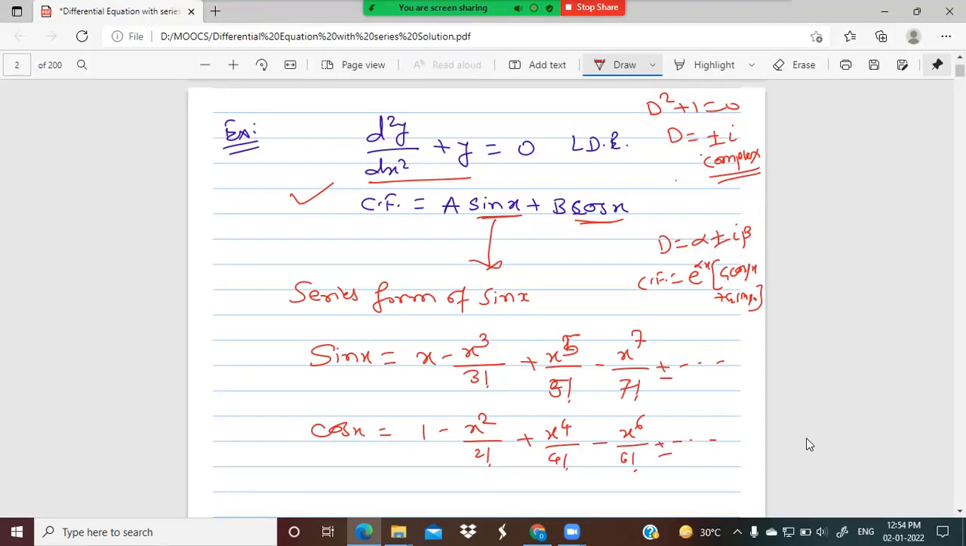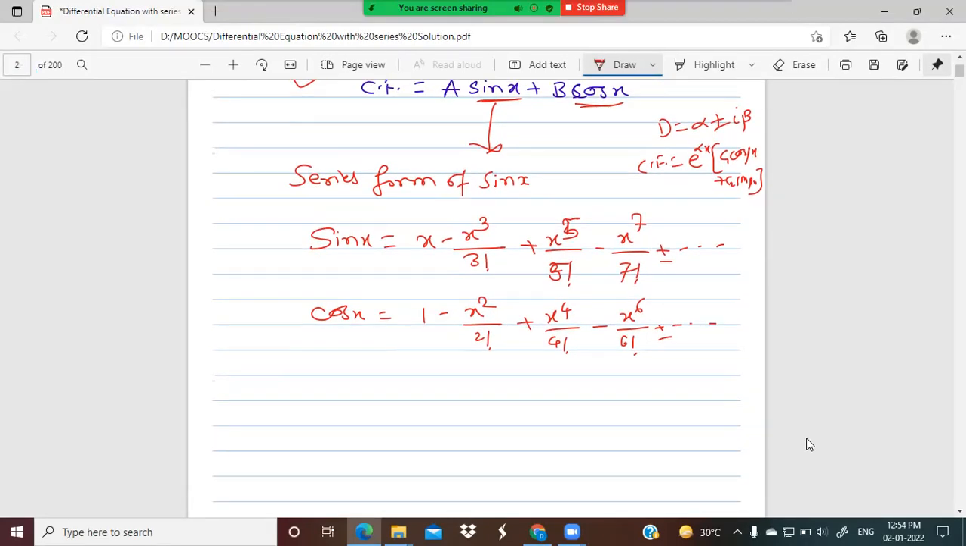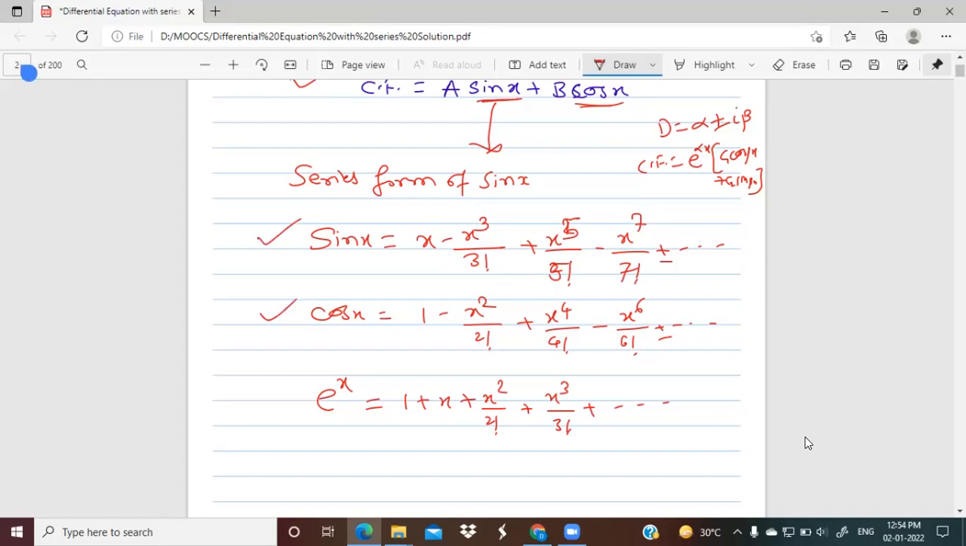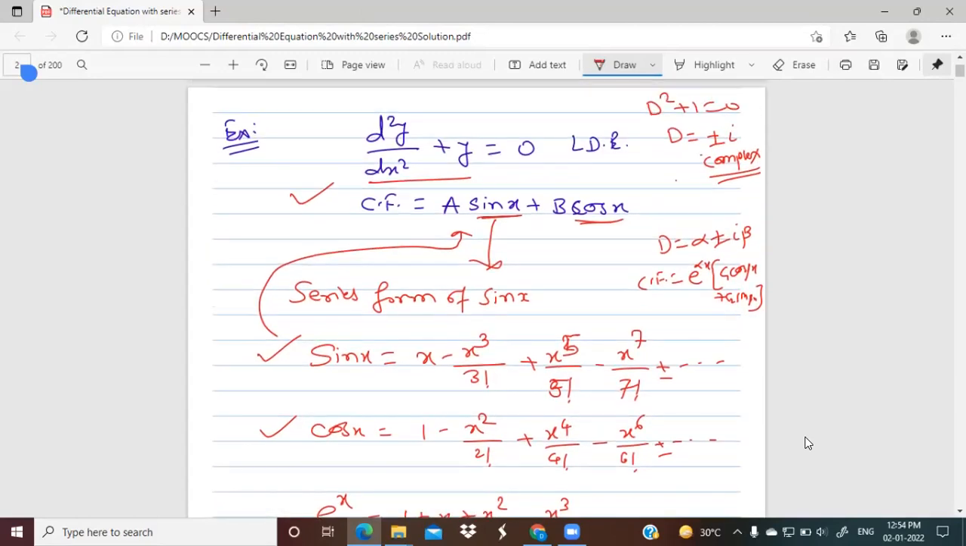Just recalling, we also know the famous formula for e raised to x: 1 plus x plus x square by 2 factorial plus x cube by 3 factorial and so on. I can replace sin x and cos x by their series forms and we get the solution of this equation, y equal to a sin x plus b cos x.